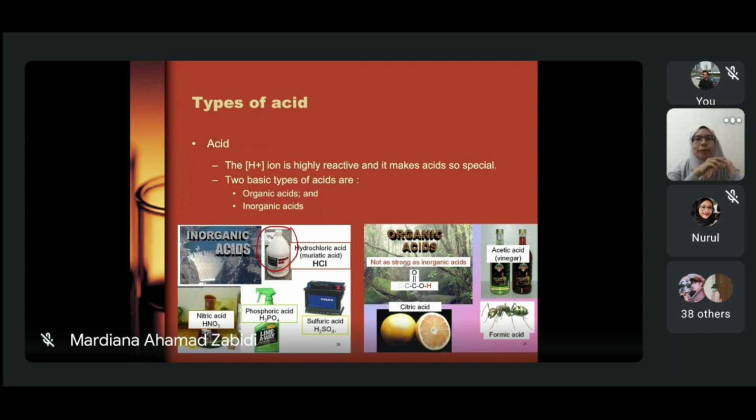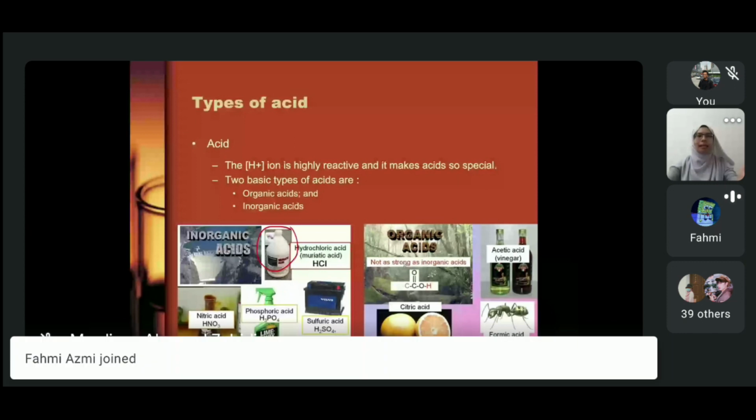Have you have any experience performing food analysis for crude fiber? Tak ada juga. Tak ada. Ada ke tak ada? Ada madam, part 3. Ada practical madam, SEM 3. Ada. Oh ada, okay, so sempat lah.